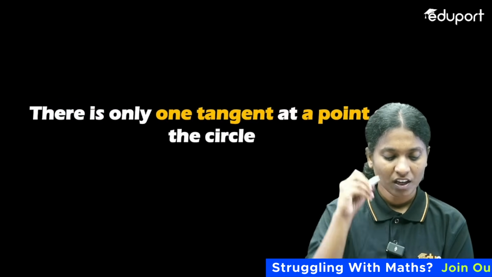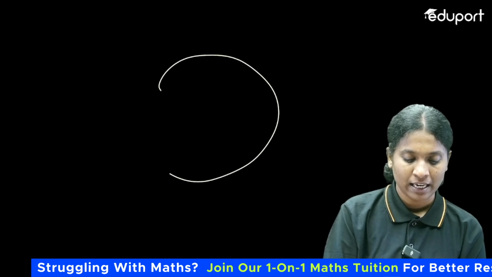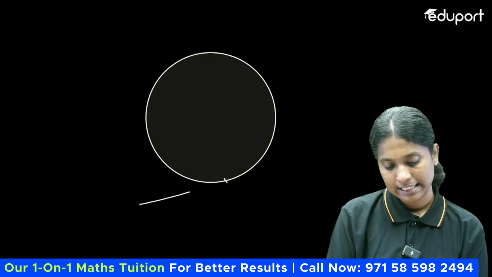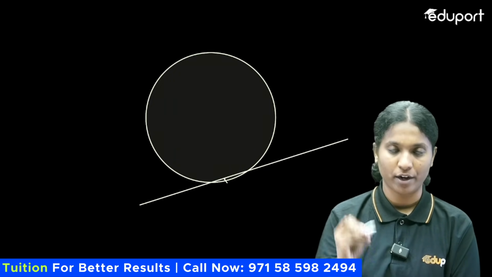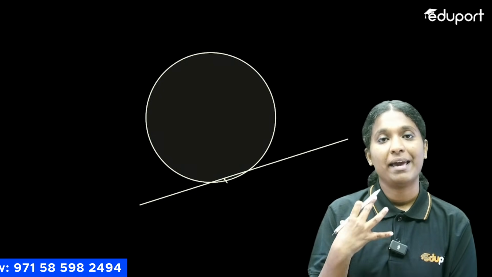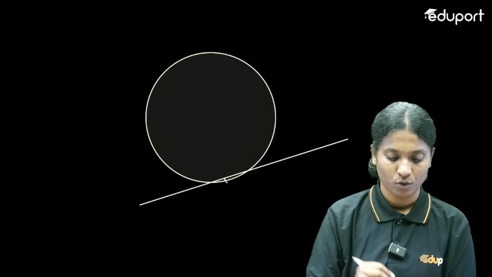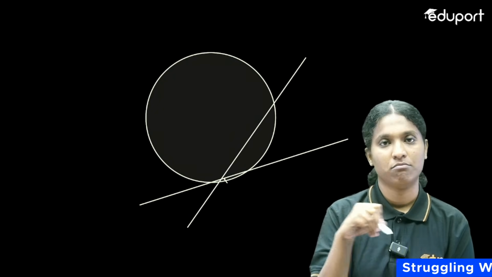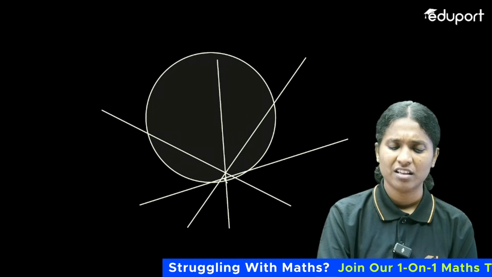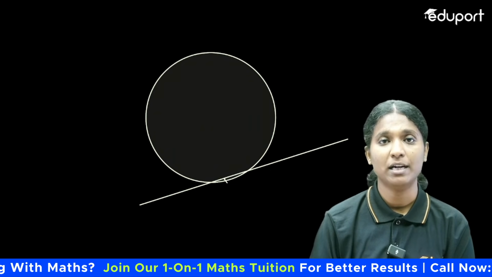Now, there is only one tangent at a point of the circle. Let's see, here is a circle and this is a point. Here is a tangent passing through that point. Can you make another tangent passing through this point? No. When you make it like that, it will be a secant only. So that is not possible. Exactly one tangent is possible at one point.